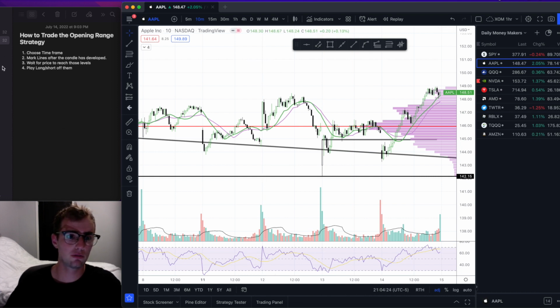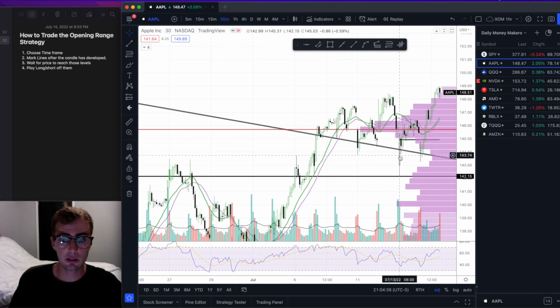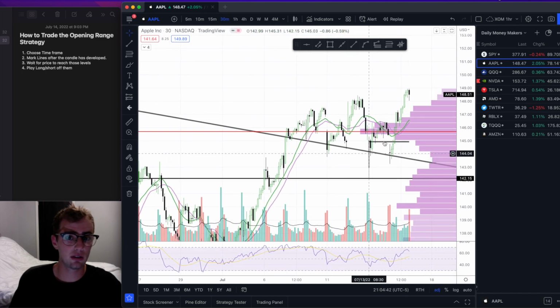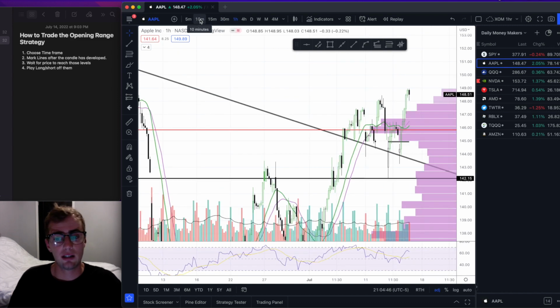So first off, the first thing we need to do when trading the opening range strategy is to choose our time frame. I personally prefer to use the 10-minute candles, and you can use the 30-minute candle if you would like, which would be this first candle, and it's always the first candle of the day, right? You could even choose the hour if you want, but I tend to find that the volatility happens within the first hour to hour and a half usually of the trading day. So I don't want a huge time frame.